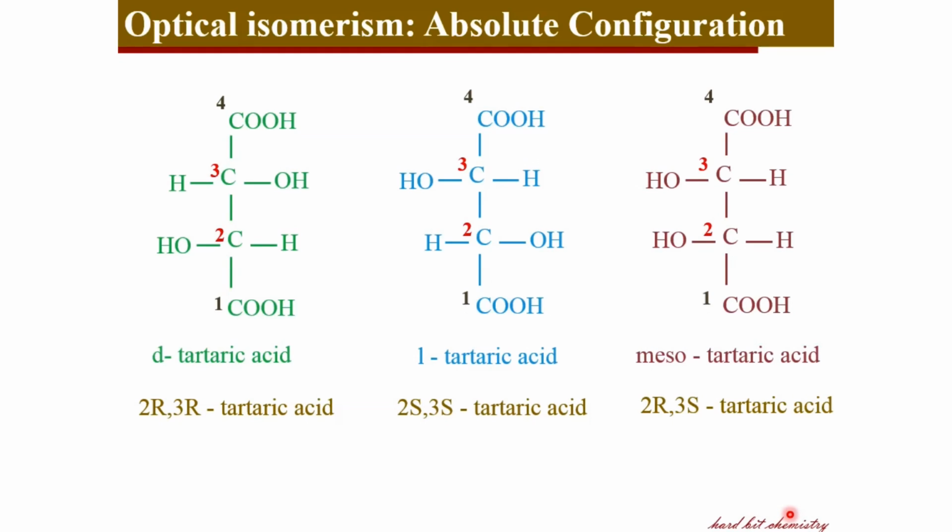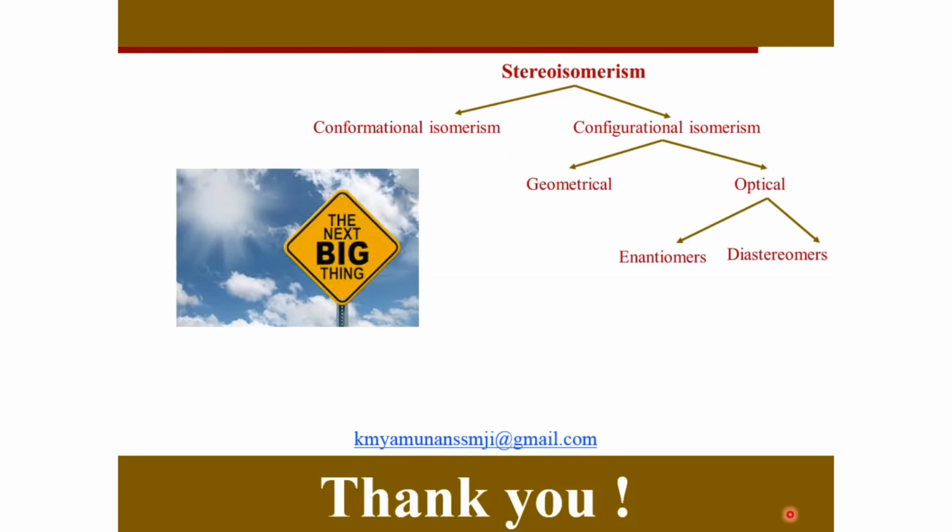And that's all about the introductory part of optical isomerism, optical activity, optical isomers, enantiomers, diastereomers, different examples, and how to denote the configuration of optical isomers in absolute method and in relative method. And in the next session, we will continue with the optical isomerism, wherein we will discuss resolution, racemization, enantiomeric excess, etc. Thank you.